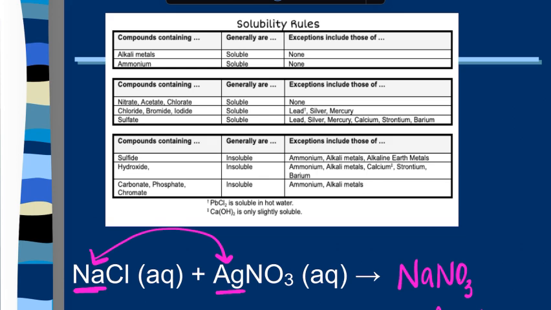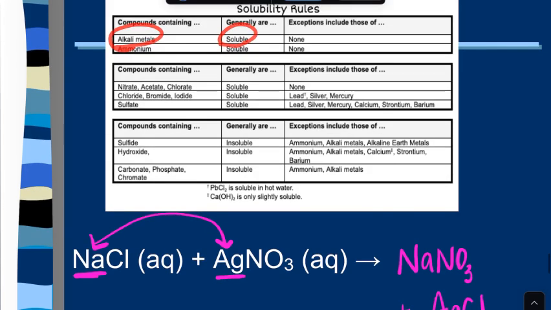Now let's look at our solubility rules. So this first thing is, again, sodium, which is an alkali metal, soluble with no exceptions. You could also look at the nitrate part. Nitrates are soluble with no exceptions. Therefore, for sodium nitrate, I'm going to write AQ because that is soluble and not our precipitate.